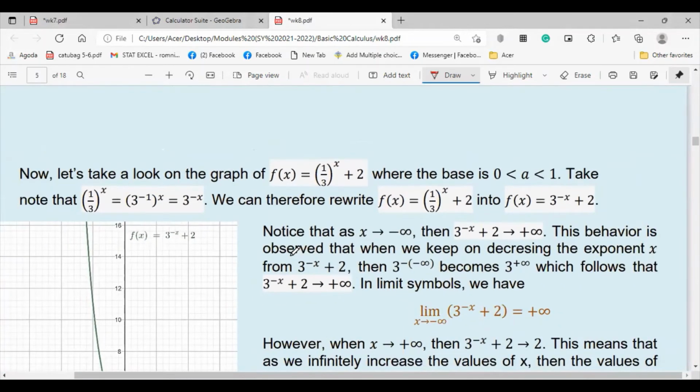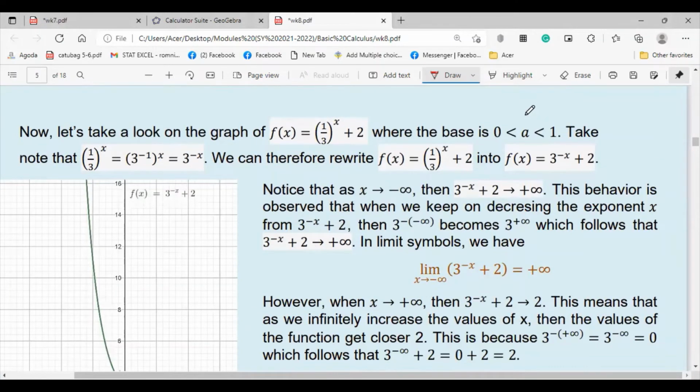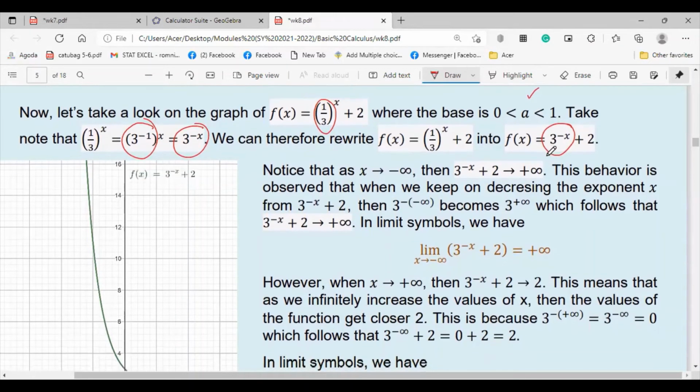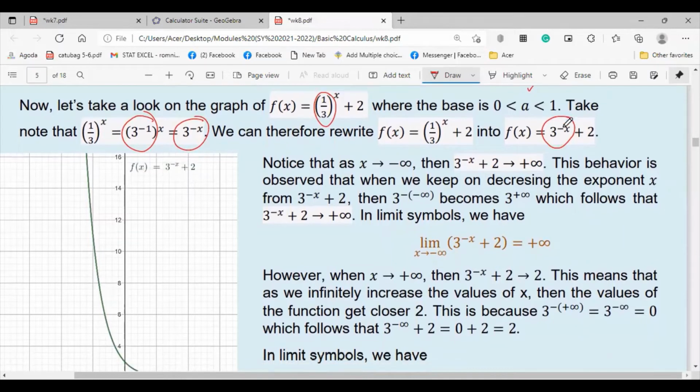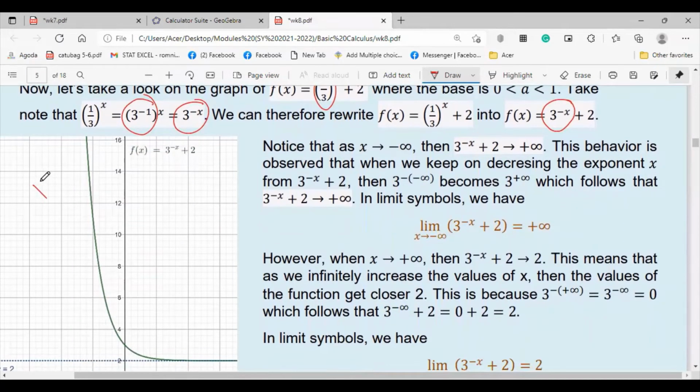Now, what if we have a base that is less than 1 but greater than 0? Okay? Then, for example, we have 1/3. 1/3 is between 0 and 1. Tama? Pero with the rule of exponent, pwede natin siyang gawing 3 raised to negative 1. Isn't it? So we have 3 raised to negative 1. That's it. Okay. Kapag ang isang base mo ay less than 1 but greater than 0, i-expect mo class na kapag pa-decrease ang x, ang y ay mag-i-increase.